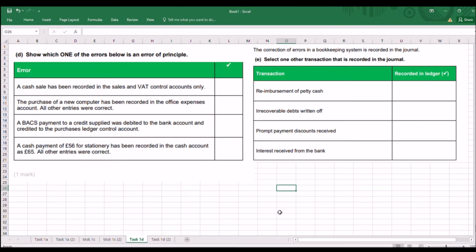So here's an error question. Which one's the error of principle out of these scenarios here, and which one would you record in the journal? Two marks for this one, let's say 1.5 minutes.